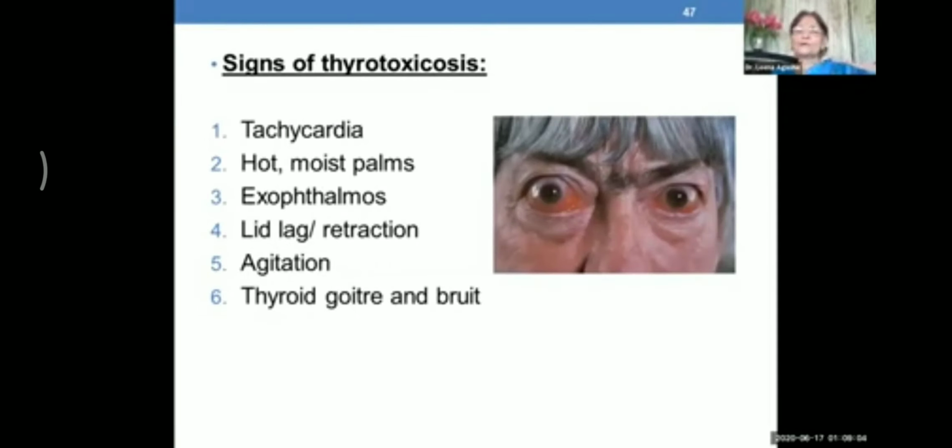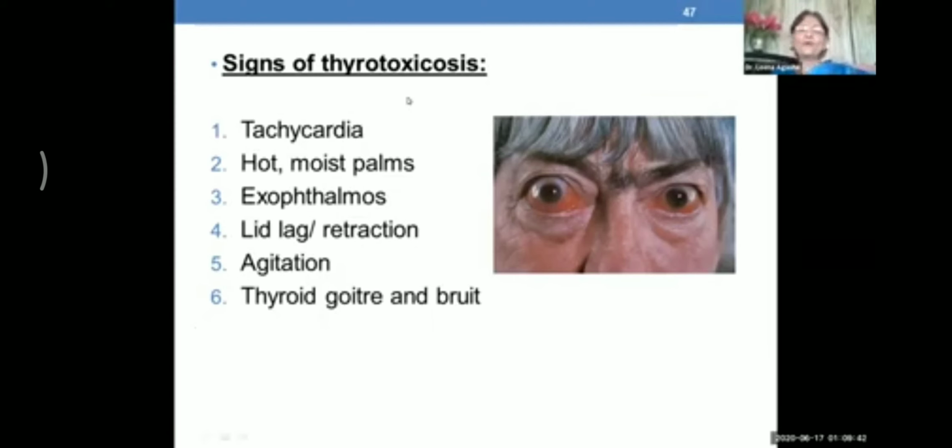Signs of thyrotoxicosis. In this photograph, you can see a very frightening staring look, a very classical photograph of exophthalmos. In signs of thyrotoxicosis, you can find tachycardia, hot and moist palms, exophthalmos which is very typical. Very much agitated. Then there is the thyroid goiter, which has a bruit.